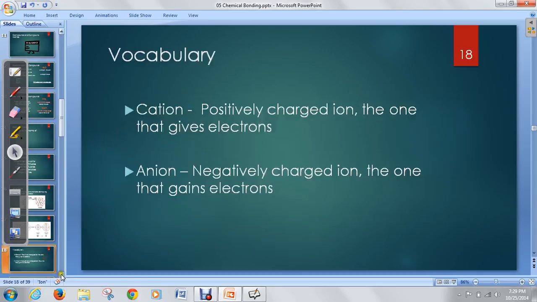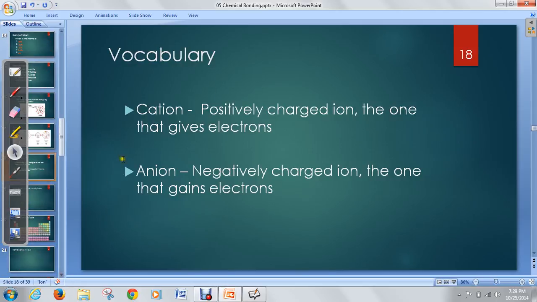All right, and there's a little bit more vocabulary with ionic bonds. In every ionic bond, there's a cation, which is the positively charged atom or ion, or the one that gives the electron away. And then there's the anion, which is the negatively charged ion or atom, and that's the one that gets the electrons. So sodium in that example was the cation, and chlorine was the anion.